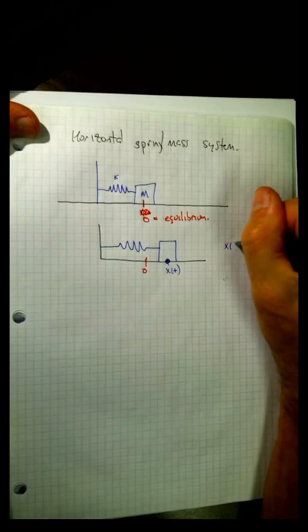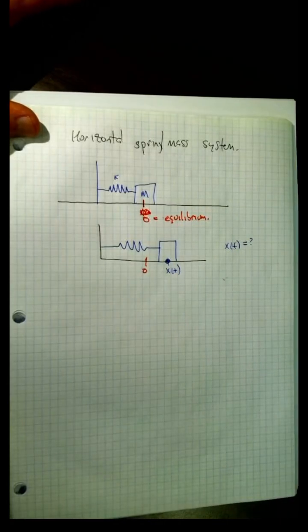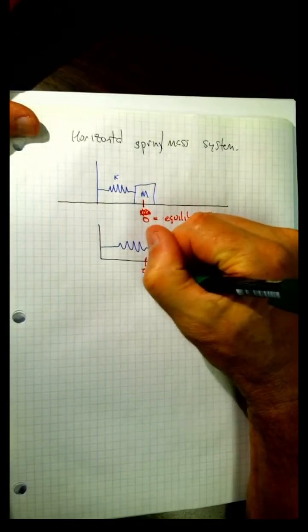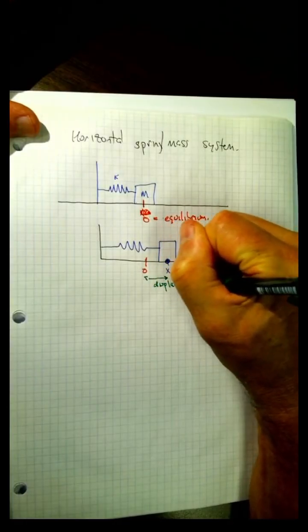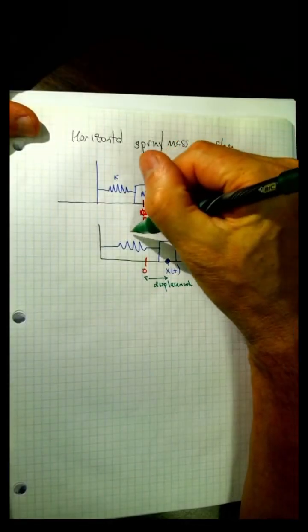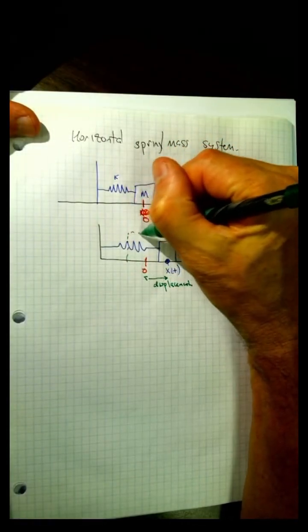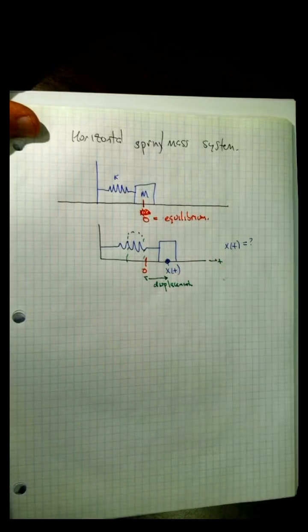And we want to know what's going on with the position of this thing. So this position, we can also refer to it as the displacement. And if this is the positive direction, if I push the spring mass system in and it's to the left, that's going to be negative displacement. If it's to the right, we're going to call that positive displacement.